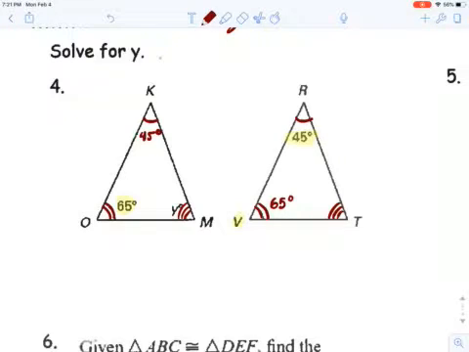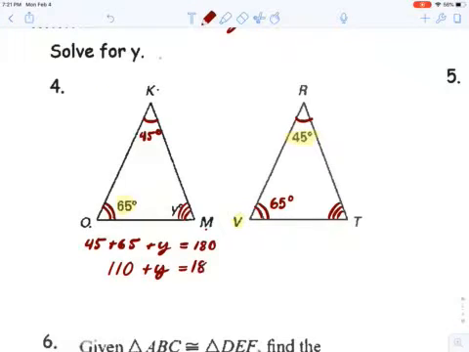So what we know about the three angles in a triangle is that all three should add up to equal 180. So 45 plus 65 plus that y that we're looking for needs to equal 180. So if I add 45 and 65, that gets you to 110 plus y equals 180. If we subtract 110 from both sides, we find that y equals 70 degrees.